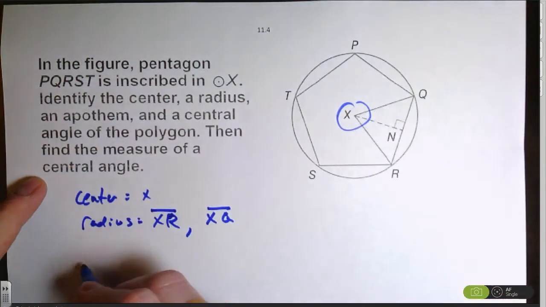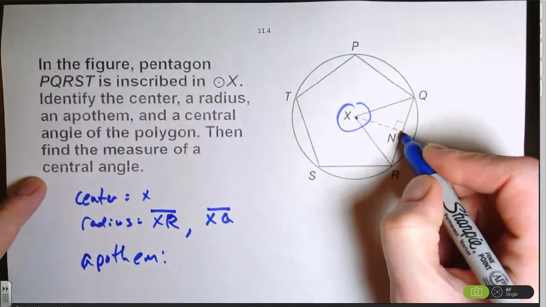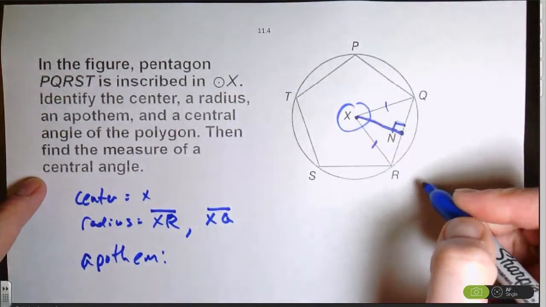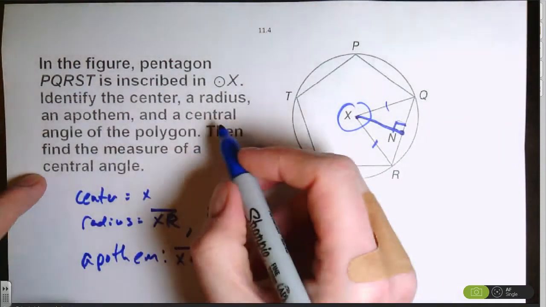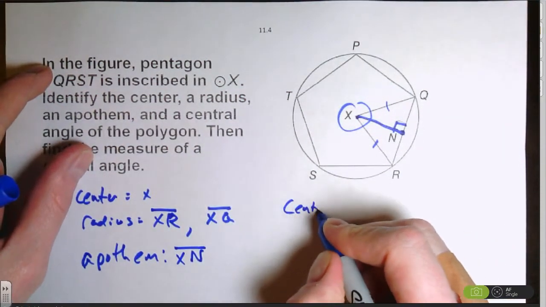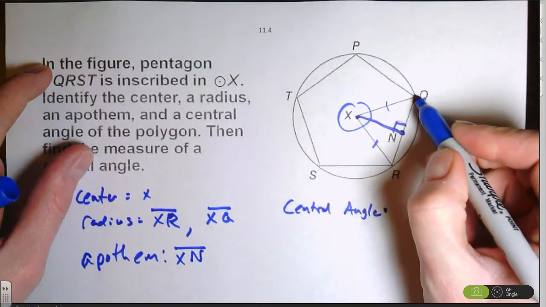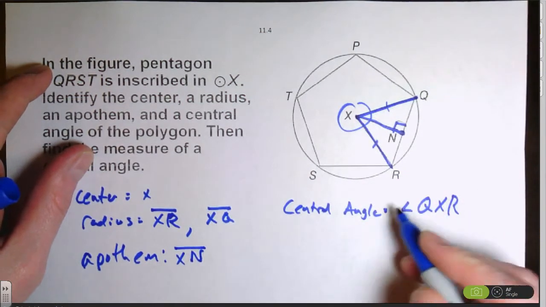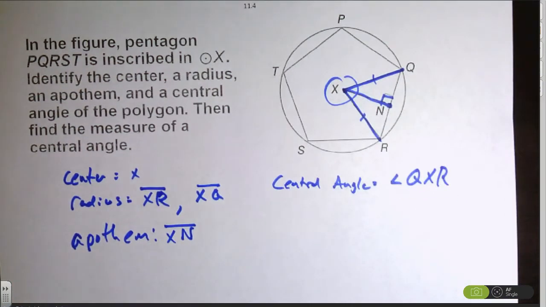The apothem is again from the center to the midpoint of the opposite side, or it's the height of the isosceles triangle. That's XN. Then a central angle goes from Q to X to R, so angle QXR, however you want to say it. Now the book has this little nifty formula for finding the central angle. I prefer you just stop and think for a moment.